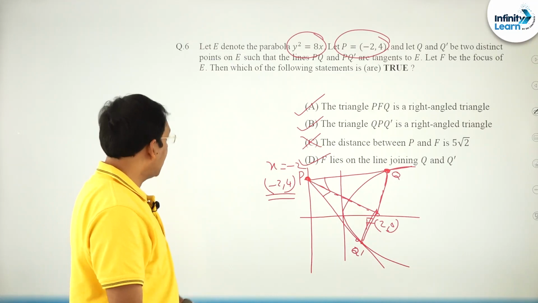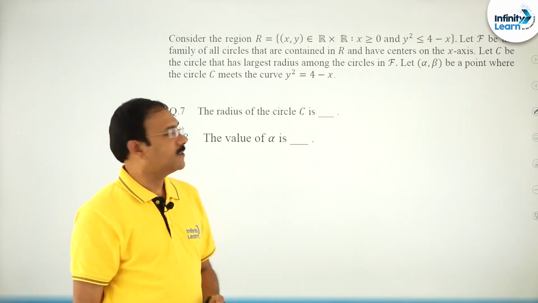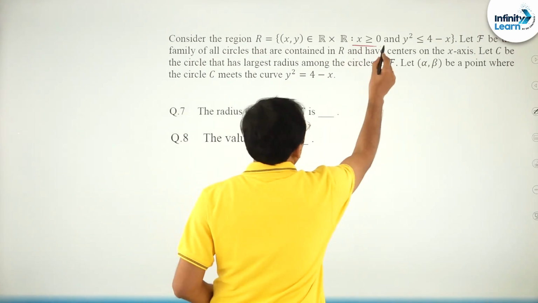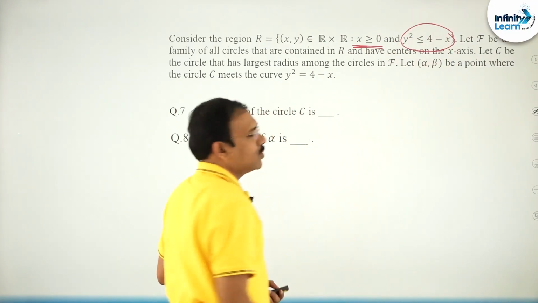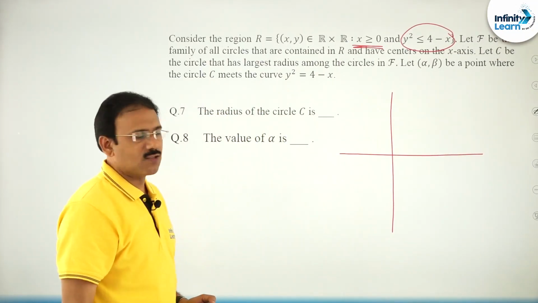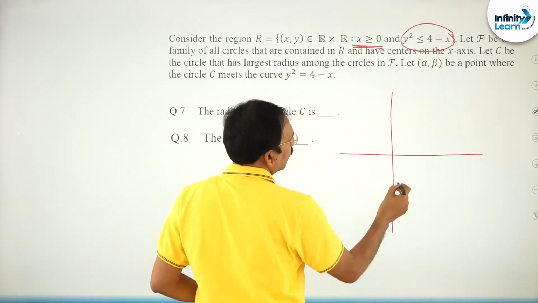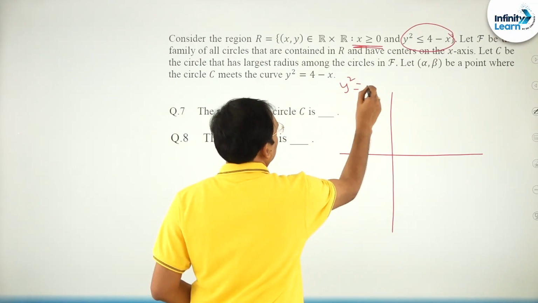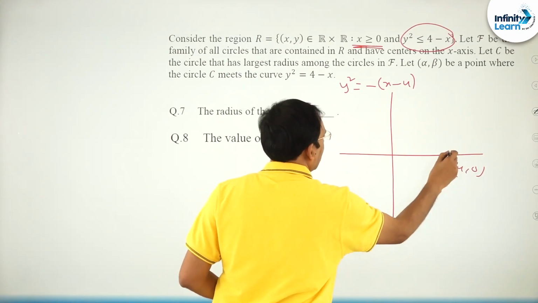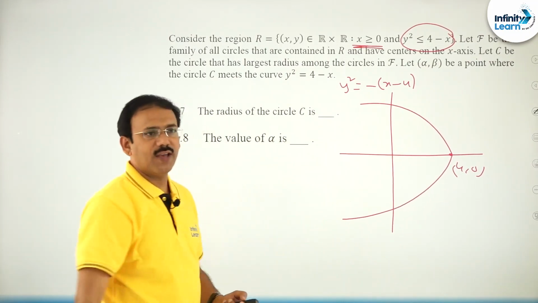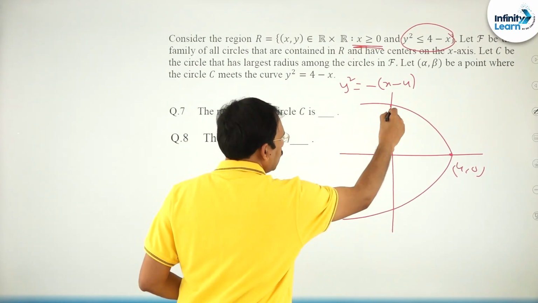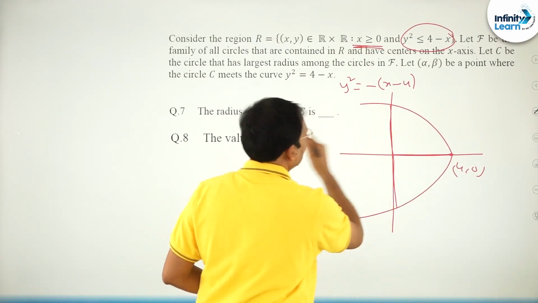Okay. Next, friends, you see this question. Consider the region R, x comma y, where x greater than or equal to 0, y square less than or equal to 4 minus x. Let us take this parabola. Of course, y square is equal to 4 minus x is a left parabola, because this is y square is equal to minus of x minus 4, with 4 comma 0 as the vertex. Now, my dear friends, x greater than or equal to 0 means you must see only this side, not this side.